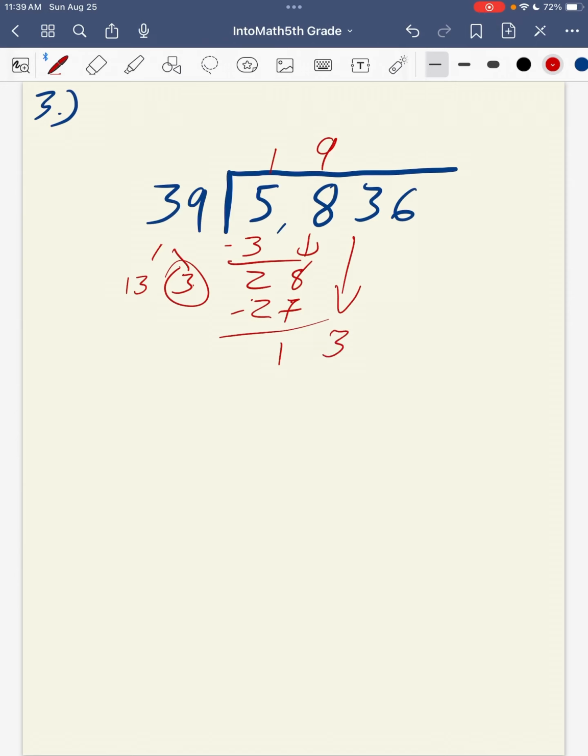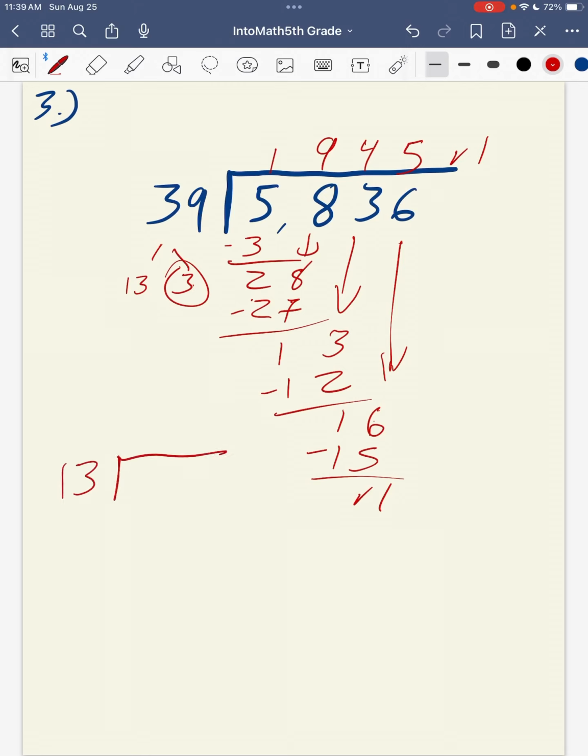It's 1, carry down the 3. 3 can go into 13 4 times, minus 12. 1, carry down the 6. 3 can go into 16 5 times. Okay. All right. So now I can figure out how many times 13 can go into 1,945.